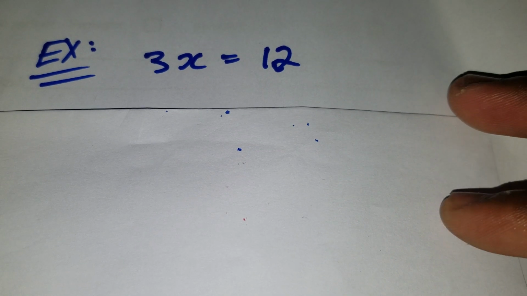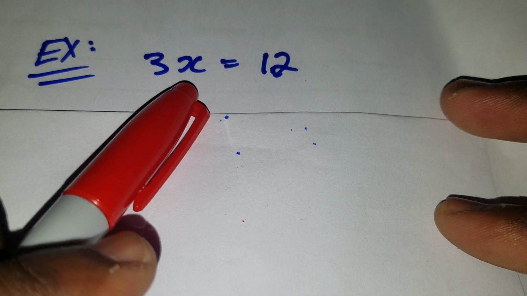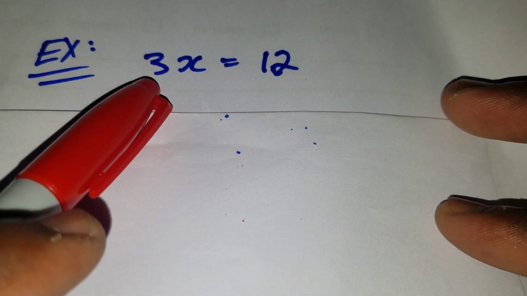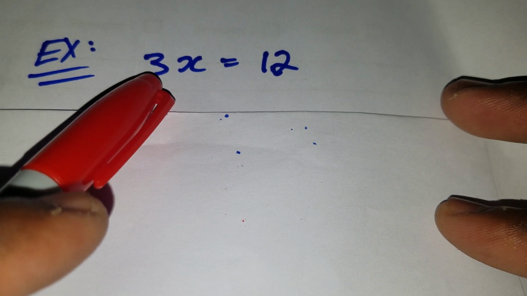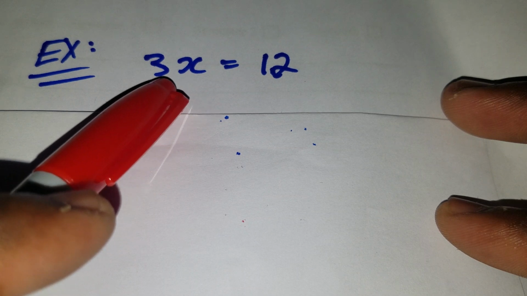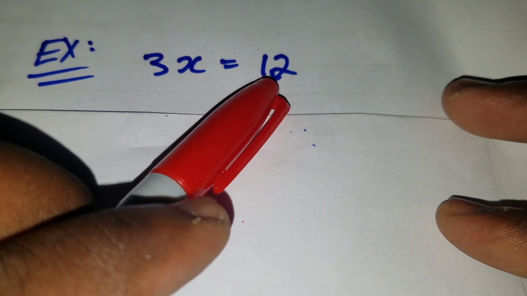Now we have 3x equals 12. Same principle. We're trying to get x by itself. How can we get x by itself? We have to look at what's beside it. 3 is beside it, but how is 3 associated with it? 3 is associated by multiplication. As you can see, 3x. This means 3 times x is equal to 12.